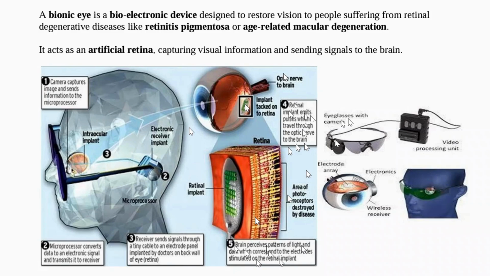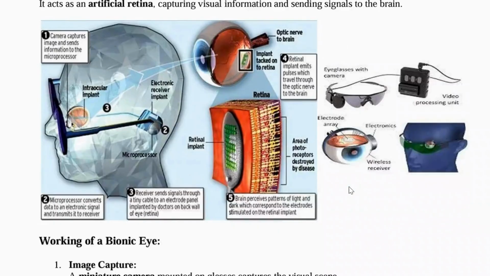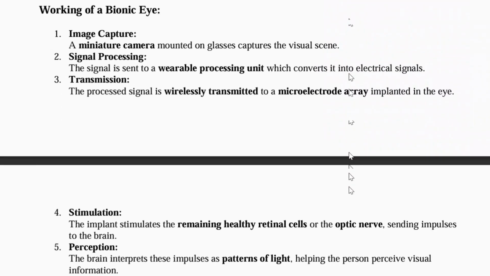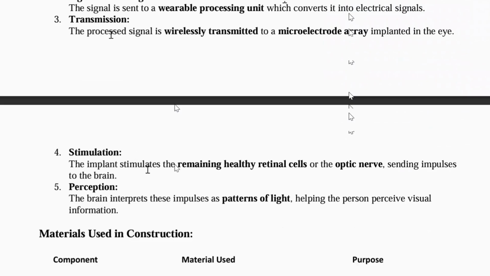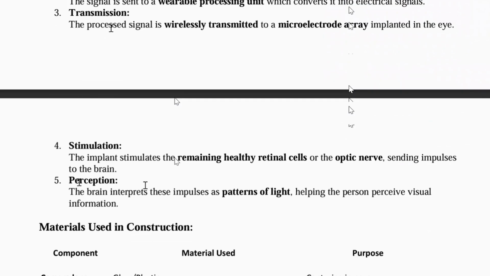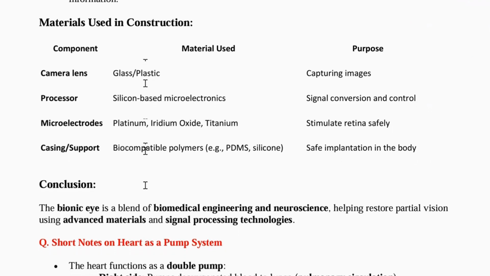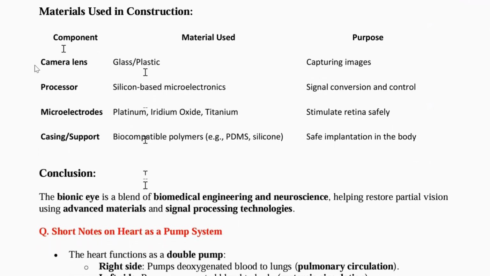Also, there will be eyeglasses with a camera. So this is our bionic eye. Working: the image is captured, a miniature camera mounted on the glasses captures the visual scene, then the signal is processed, then there will be transmission, stimulation, and perception. That is what I explained with the diagram. What are the materials used in the construction? For each of them, note for what purpose the materials are used.